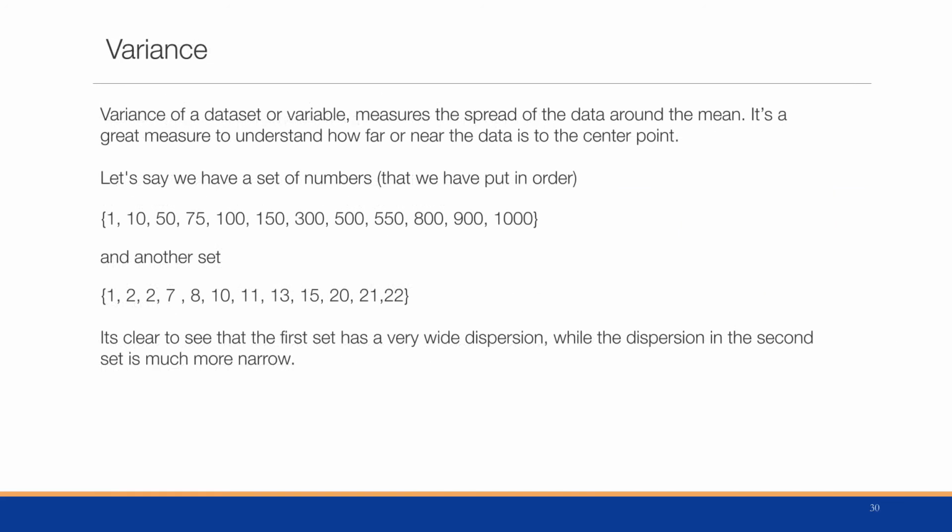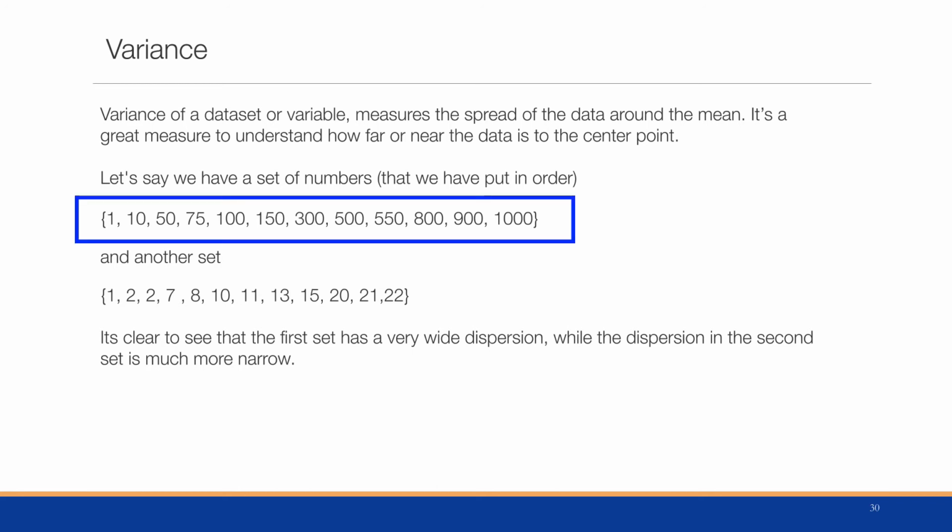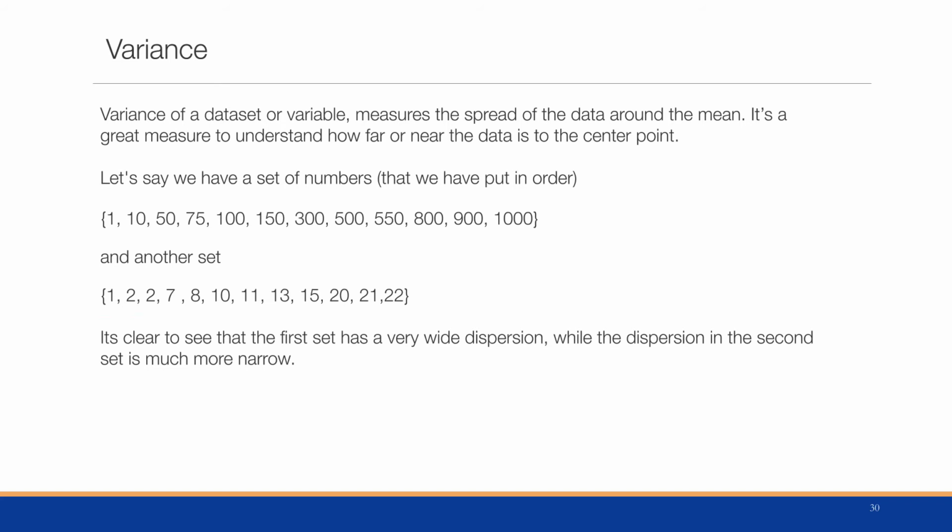Now, the most important concept in statistics is the variance. The variance of a data set or variable measures the spread of the data around the mean. It's a great way to understand how far or near the data is to its measure of central tendency. Let's say we have a set of numbers, 1, 10, 50, 75, etc. And another data set, 1, 2, 2, 7, etc. It's clear to see that the first data set has a very wide dispersion, while the dispersion in the second set is much more narrow. So this gives us a way to talk about these particular data sets.